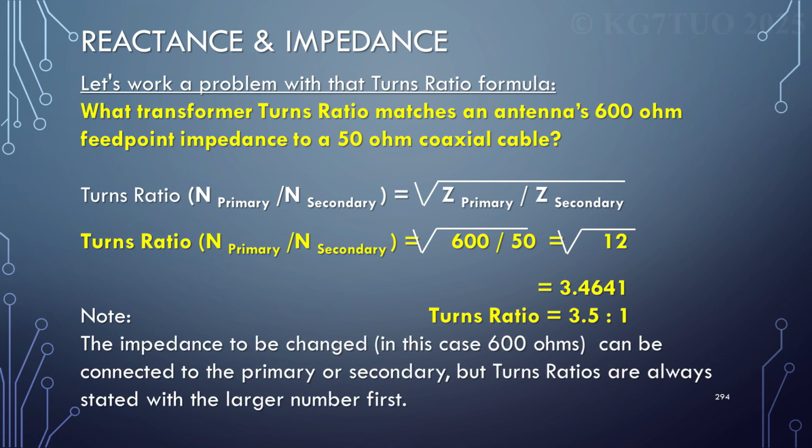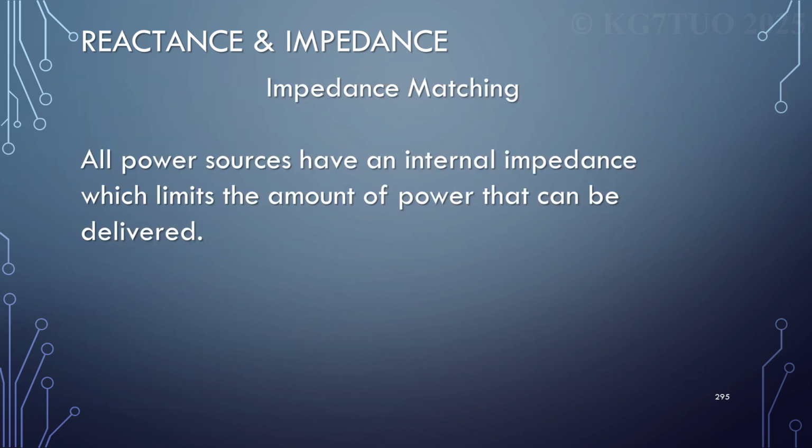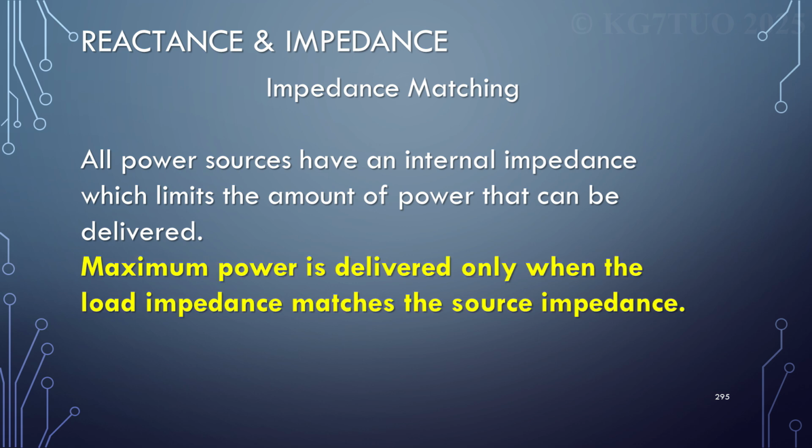Note the impedance to be changed, in this case 600, can be connected to the primary or the secondary, but the turns ratios are always stated with the larger number first. All power sources have an internal impedance which limits the amount of power that can be delivered. Maximum power is delivered only when the load impedance matches the source impedance. So we want our antenna to be 50 ohms, we want our coax to be 50 ohms, because our radio is trying to put out 50 ohms. So when all those impedances match, we get the most power going out.